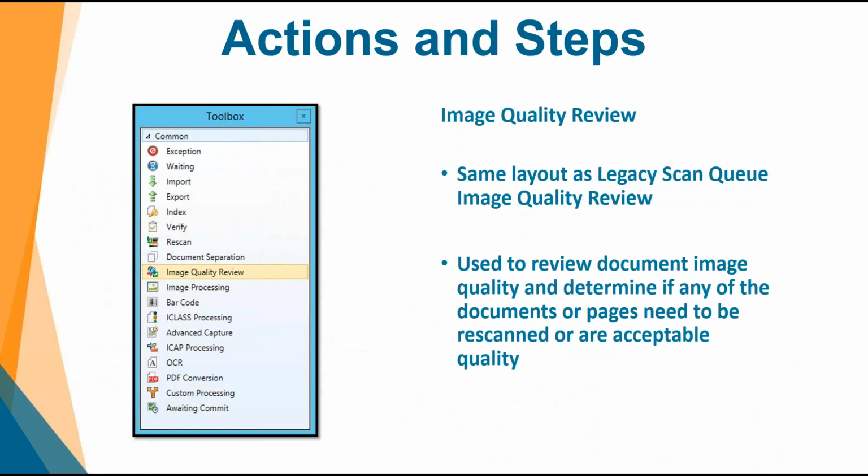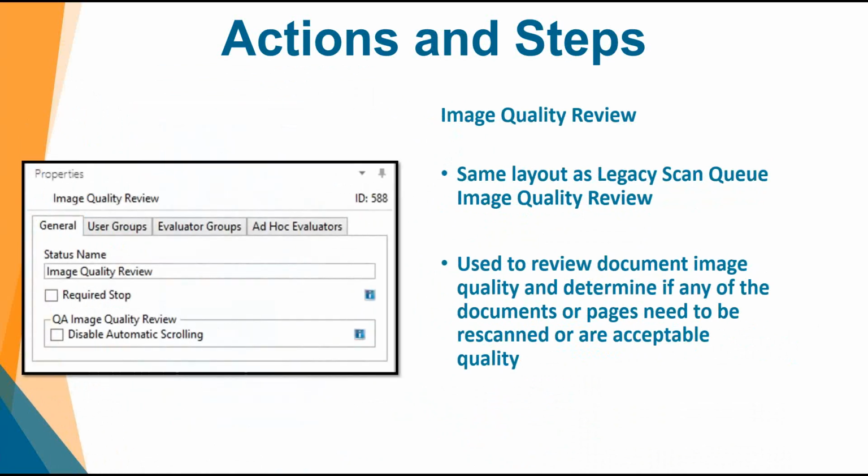So image quality review. This step is used by your users to mark documents for rescan if the image quality is poor, or to mark them as okay. These documents can then be routed through the process according to the user's selection. These types of image quality review steps are important, especially with, let's say, barcode processing, where you need to ensure that you have a good scan of that barcode in order for your barcode process to execute appropriately. The only available option here for this step is to disable the ability for your QA personnel to turn on the auto scrolling feature.